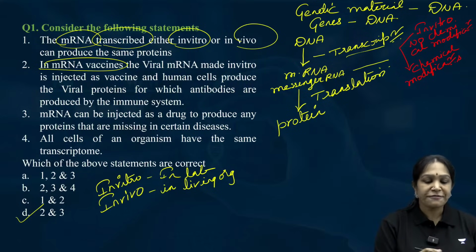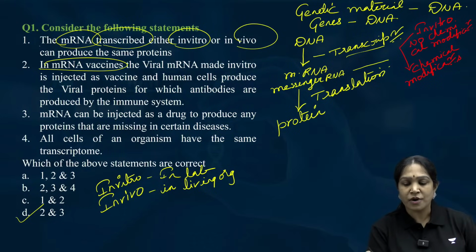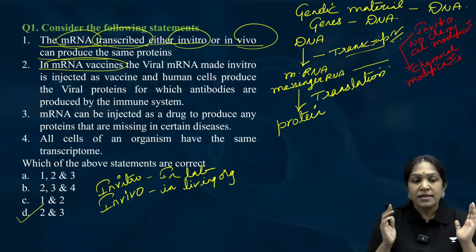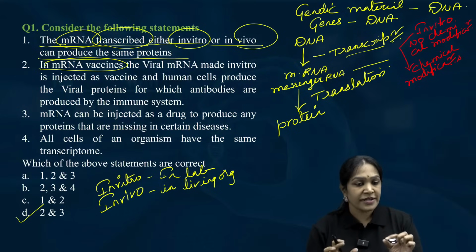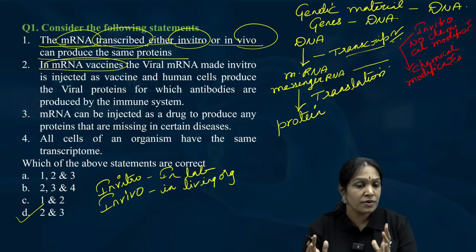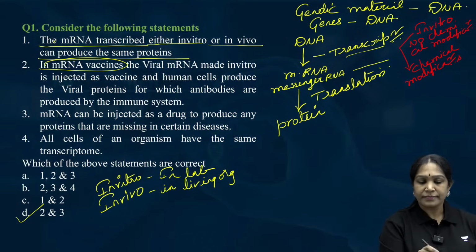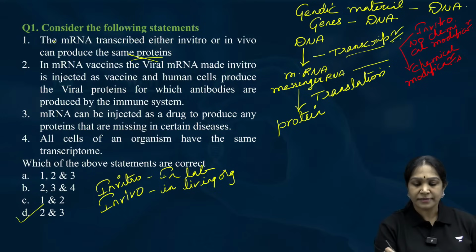Now read the first statement. The mRNA transcribed either in vitro or in vivo can produce the same proteins. The mRNA synthesized in vitro or in vivo can produce the same proteins. Means they both are the same. Is the first statement correct?